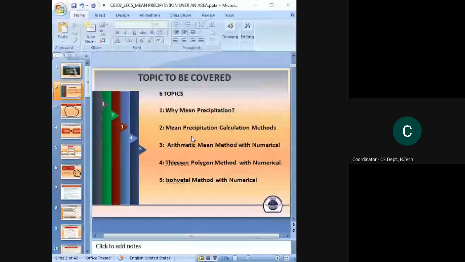For semester purposes, this lecture or chapter is very important. There are lots of questions for at least 5 marks, and sometimes within the 15 marks also it may arise.